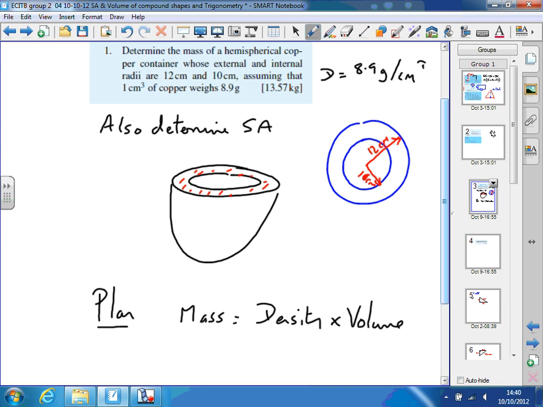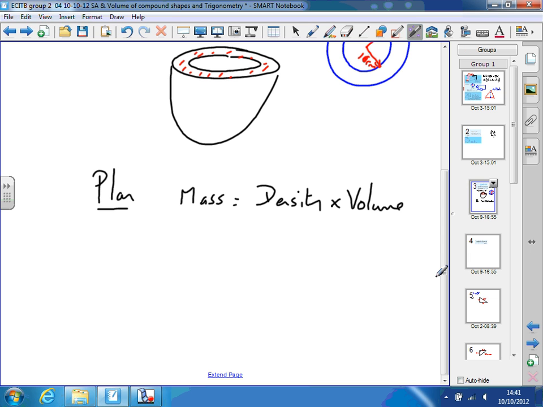So they might well have said to us the density is 8.9 grams per cubic centimetre, but they haven't. And if you think about it, that's obvious. I want to know the mass of this thing. The density is telling me that 1 cubic centimetre of it weighs 8.9 grams, or has a mass of 8.9 grams. So if I multiply that density by the volume, I'll get the mass of the whole thing, won't I? That makes sense? So what do I need? The plan to find the mass, I've got to find the volume, okay?